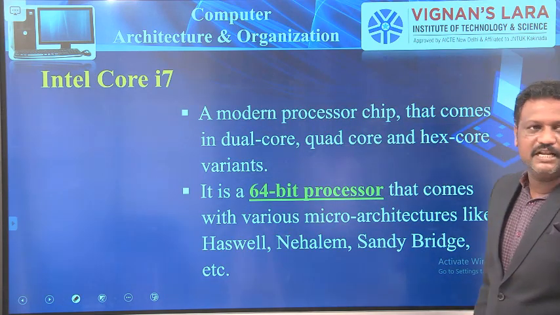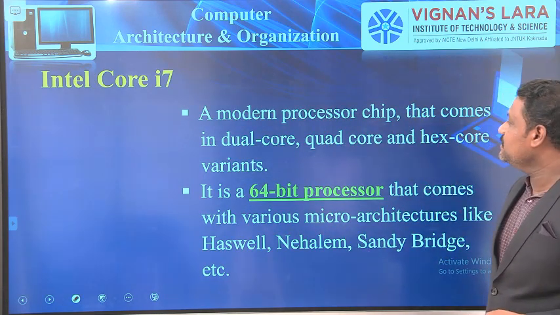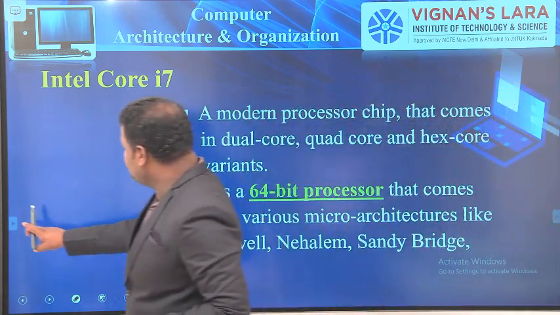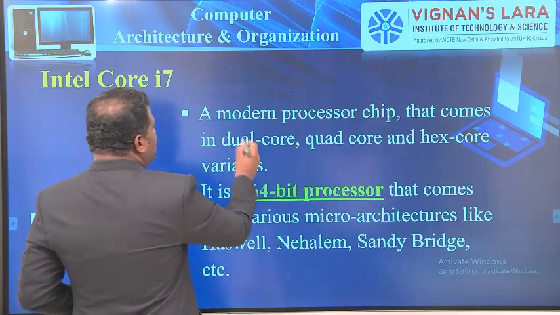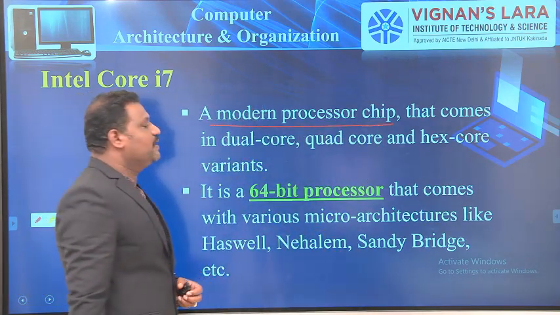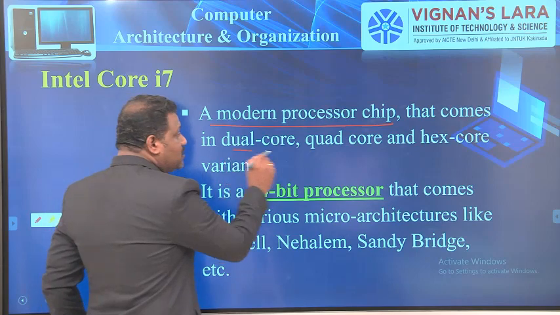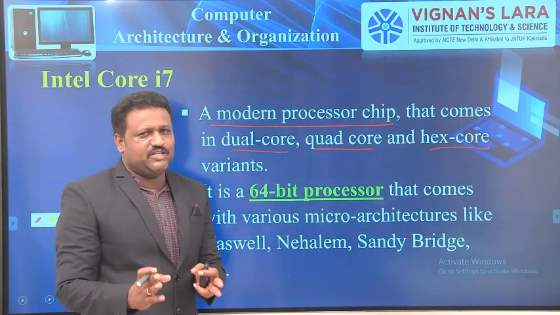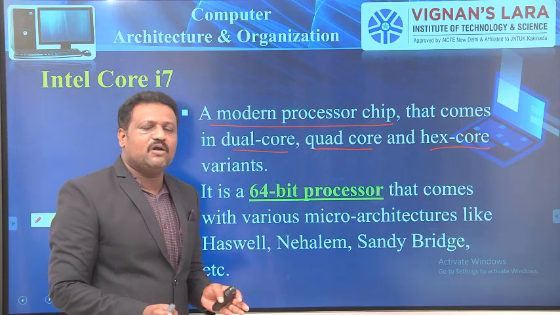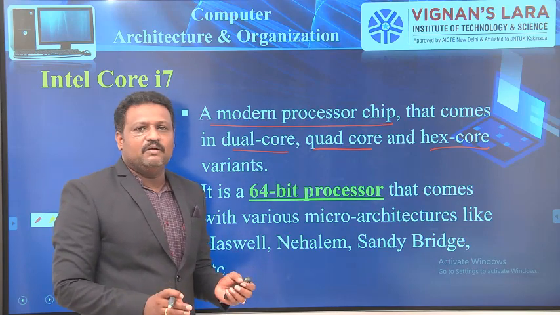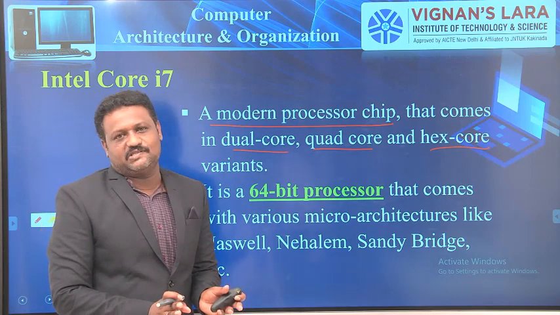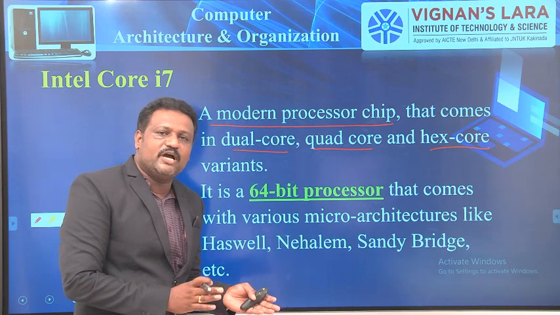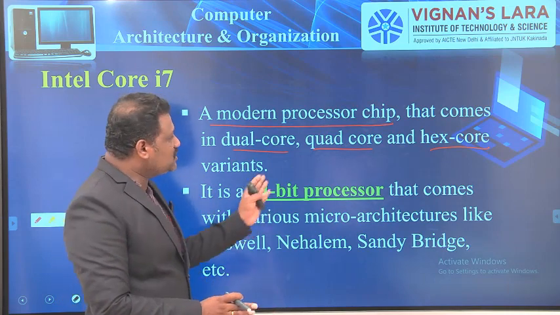Next, Intel i7. This is the Intel i7. This is one of the processors. The modern Intel i7 is a processor chip that comes with dual core, quad core, as well as hex core variants. Nowadays, if you refer to a mobile phone, laptop or desktop, the processor in that device is a quad core processor, an octa core processor, or it may be a dual core processor like this. What are these cores?